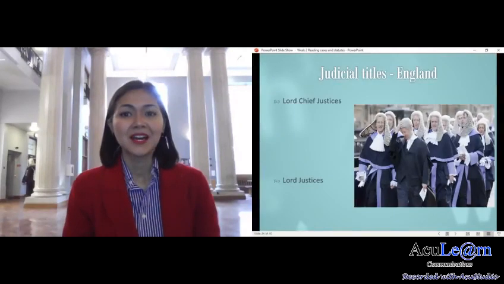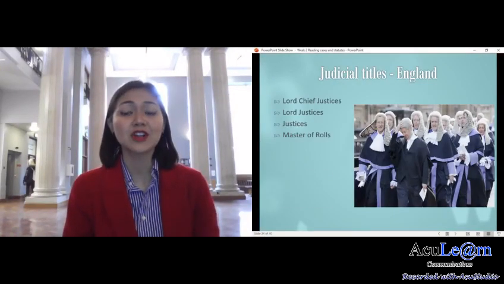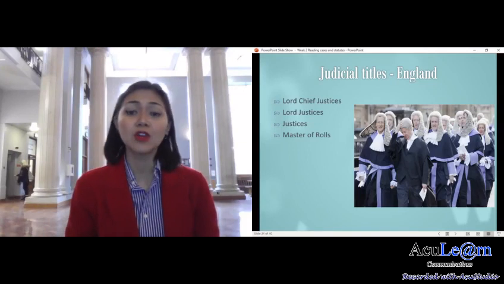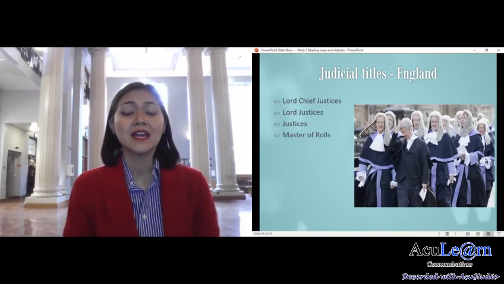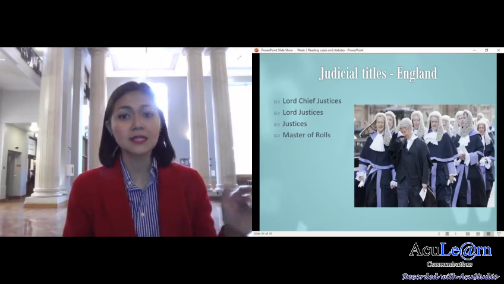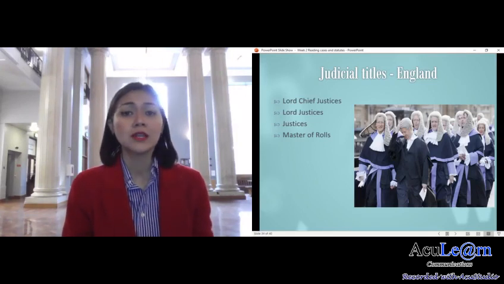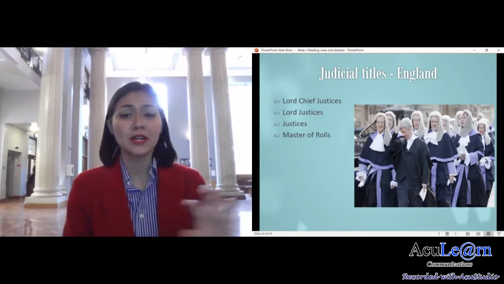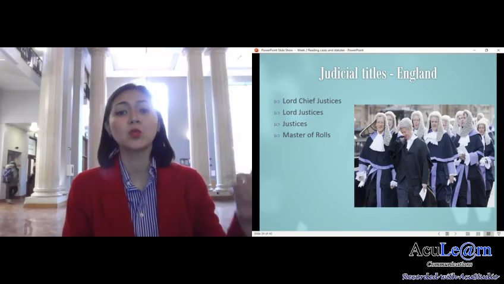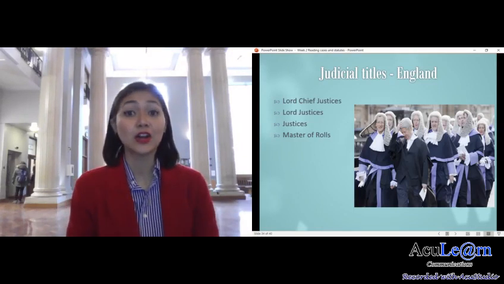Alright, so these are the judicial titles of judges in England. You have Lord Chief Justice that sits in the Federal Court. You have Lord Justices that sit in the federal court as well, and Justices, which would be all the judges that sit in the High Courts, and also the Crown Court and County Court. Master of the Rolls would be the one who heads the Court of Appeal.